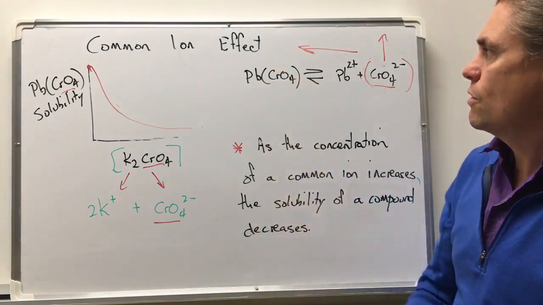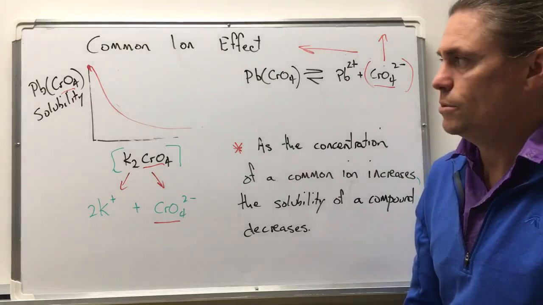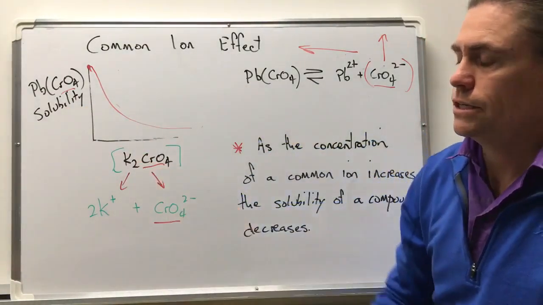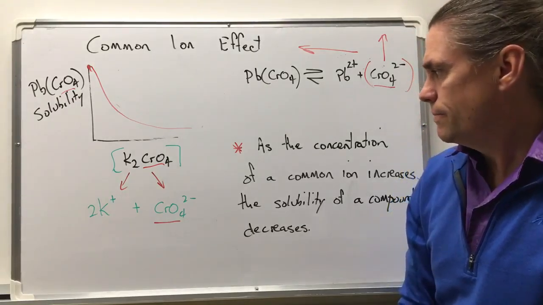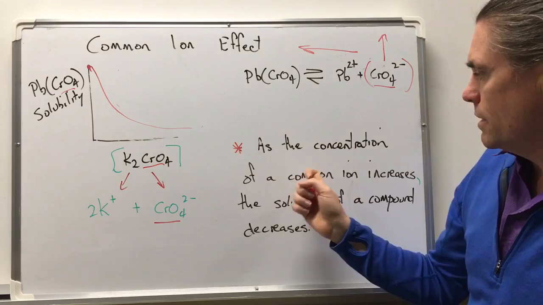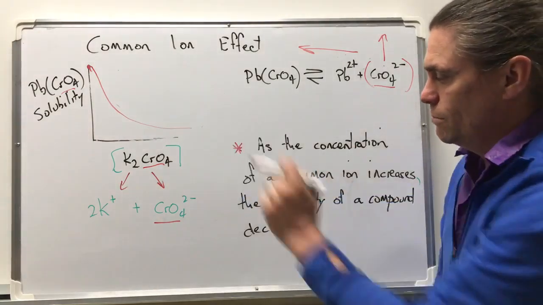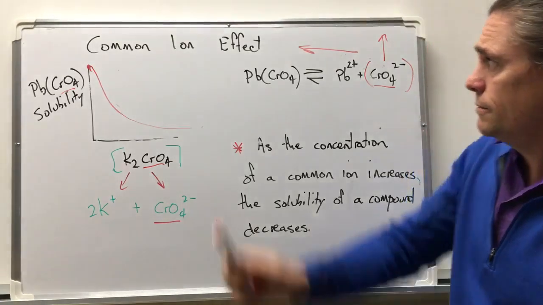So our lead chromate, because of this shift to the left, becomes less soluble. In other words, the solubility decreases with an increase in concentration. And this is known as the common ion effect. So as the concentration of common ion increases, the solubility of our given compound decreases. Let's have a look at this in action.